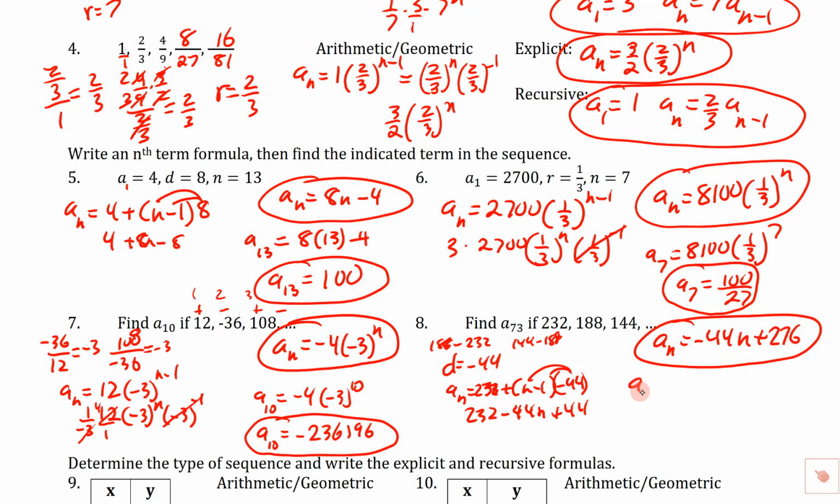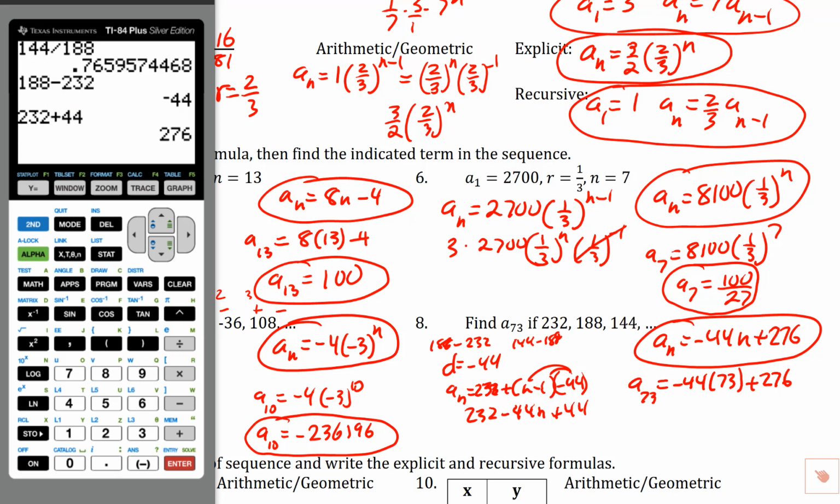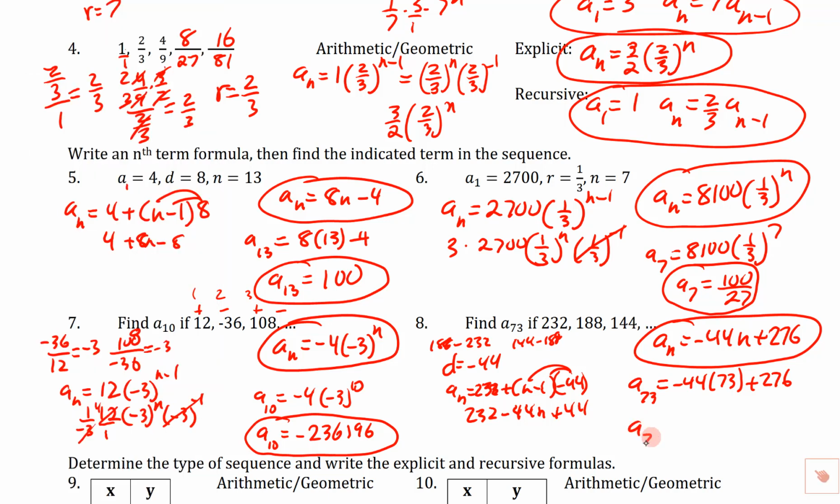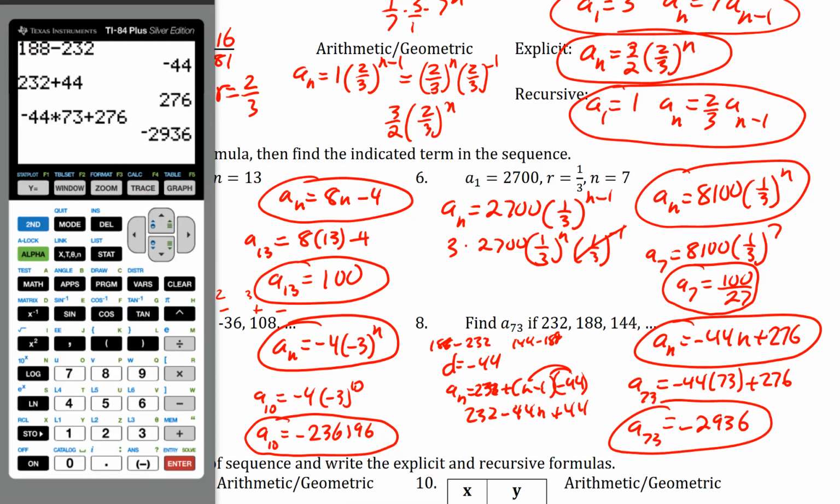And they want the 73rd term, so we're going to plug in a 73. So negative 44 times 73 plus 276. Some big numbers, definitely relying on a calculator here. Negative 44 times 73 plus 276, and we get negative 2936. So a sub 73, the 73rd term, is negative 2936. We'll go ahead and circle that. I'm going to pull this up, just make sure. Yep, I got that right.